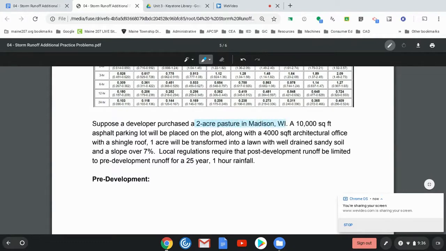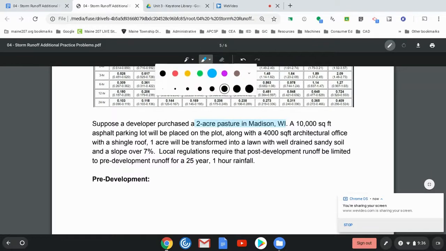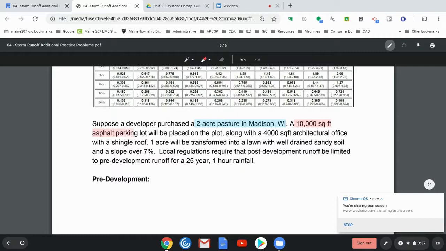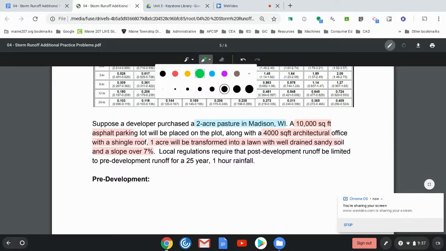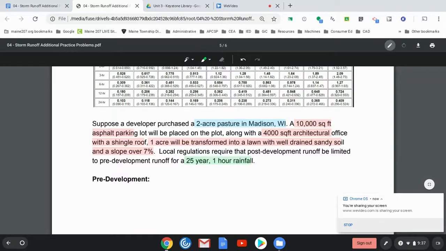The proposed development is going to include a 10,000 square foot asphalt parking lot, a 4,000 square foot office with a shingle roof, and then 1 acre to be transformed into lawn with well-drained sandy soil, slope over 7%. And then the remainder we're going to assume stays pasture land. And then the design storm is going to be 25-year, 1 hour rainfall.